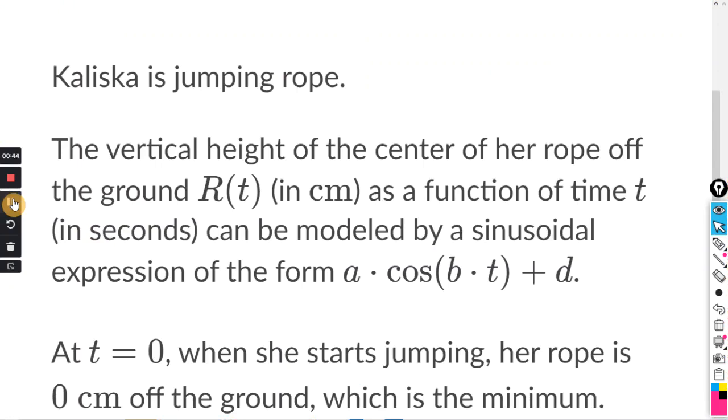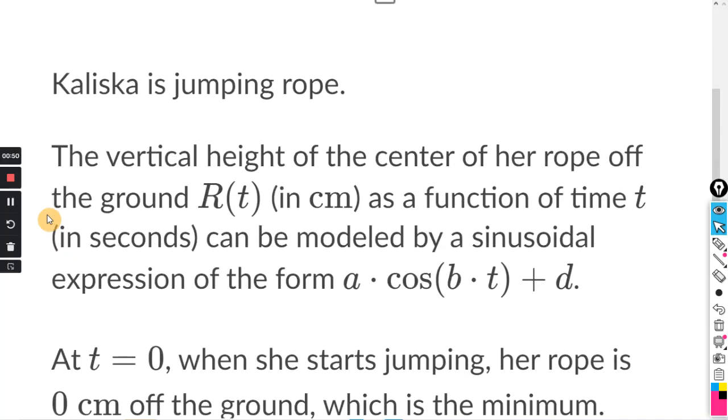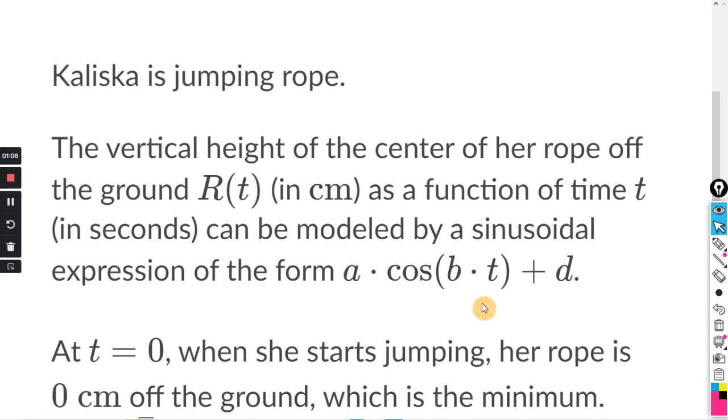After the write-up, we're going to do a sketch of this graph, and then we're going to try to write the equation. It says Kaliska is jumping rope. The vertical height of the center of the rope off the ground, r of t in centimeters as a function of time in seconds, can be modeled by this sinusoidal equation. So this is the equation we're going to use.